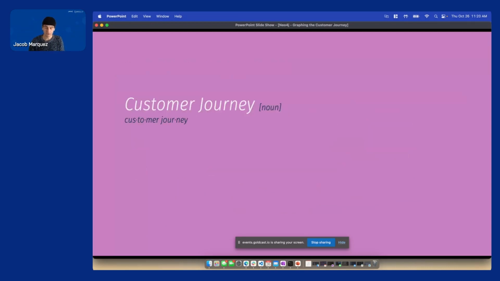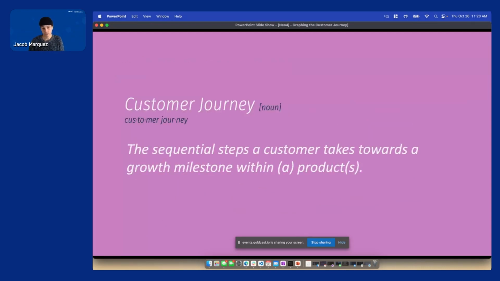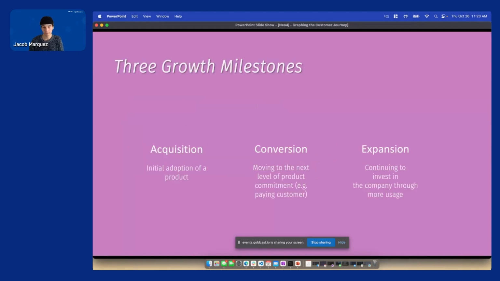So going back to the definition one final time, we're talking about the sequential steps a customer takes towards a product or towards a growth milestone within a product. And growth milestones really fall within three buckets. We're talking about acquisition, conversion, or expansion. Within expansion, you can talk about churn as well. But for me, that's almost anti-expansion. So I roll it into that third bucket. But this is kind of how I look at growth milestones within that customer journey.